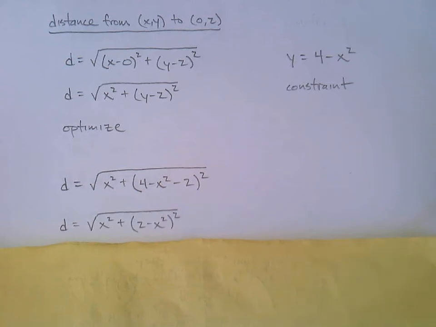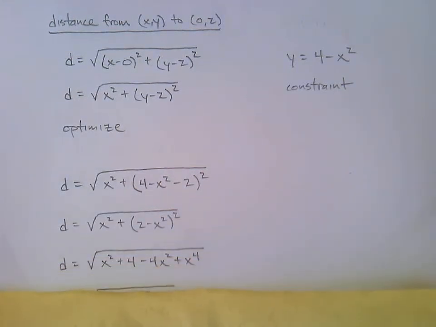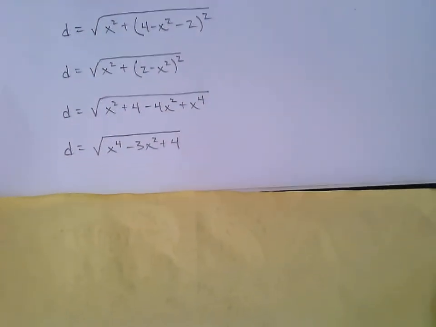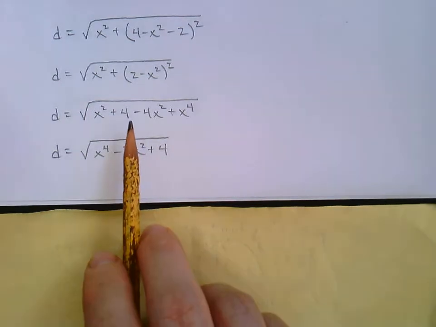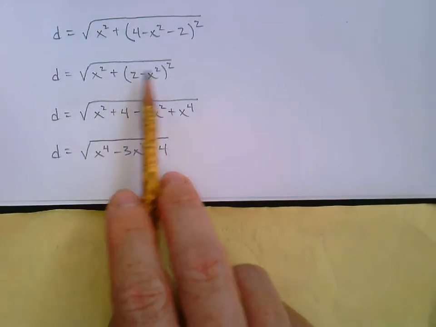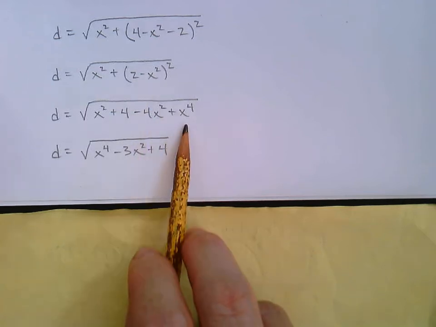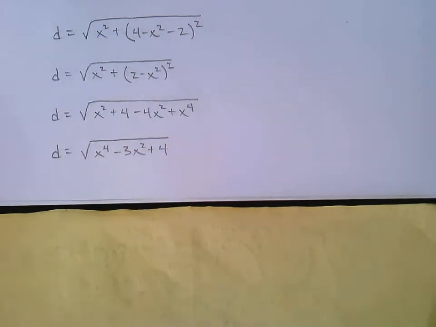And you know what? Let's go ahead and just multiply this out. Now that it's all x's, I think it's a good time to FOIL. And I'll just show you the fully simplified version right there. Okay, so FOILing, 4 minus 4x squared plus x to the fourth, and then rearranging, combining like terms, we get this: d equals the square root of x to the fourth minus 3x squared plus 4. Okay, looking good.